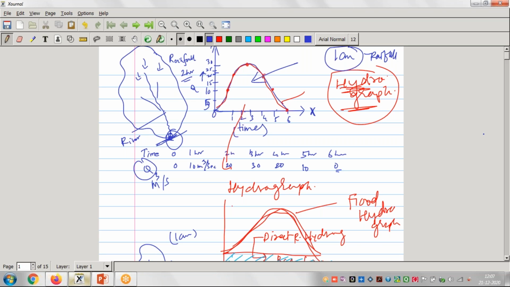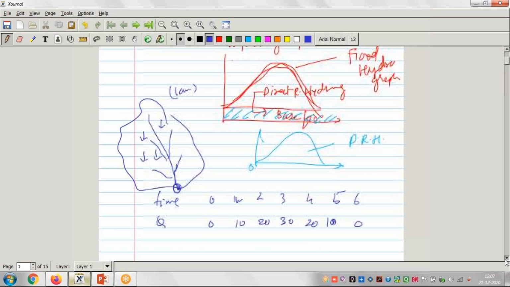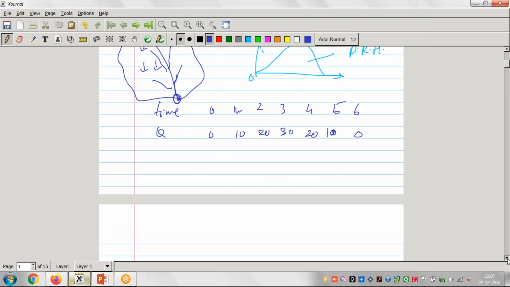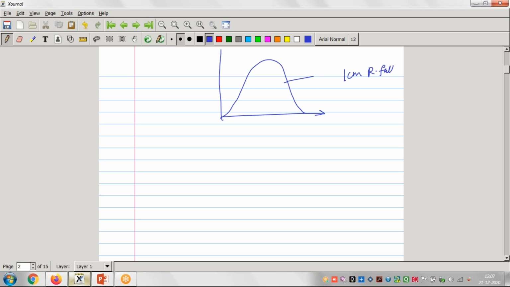Is this okay? My point is clear, what I am going to say. When we draw the graph, this graph will be the same as before, but this graph is because of 1 centimeter rainfall depth, right?